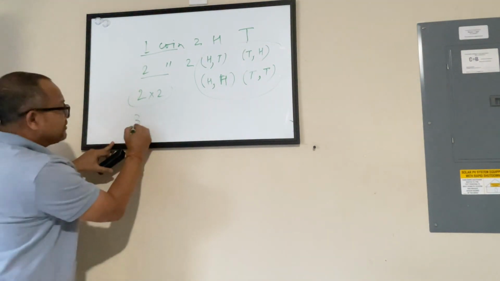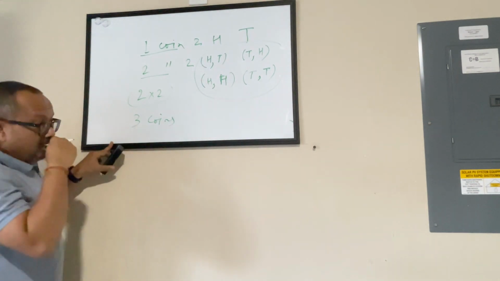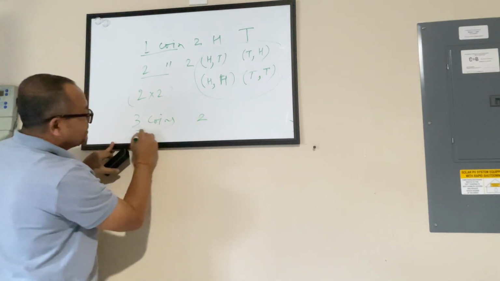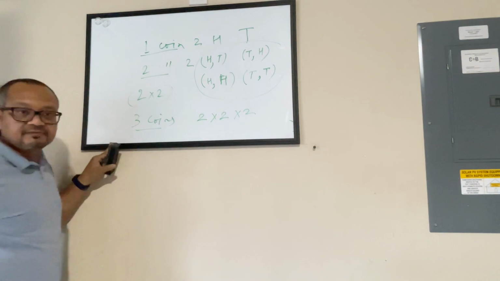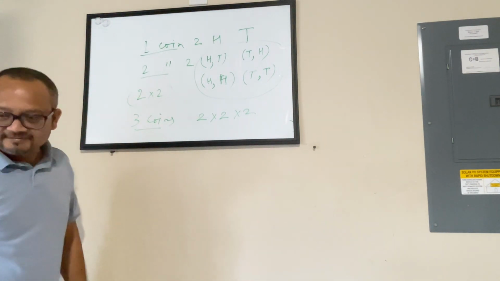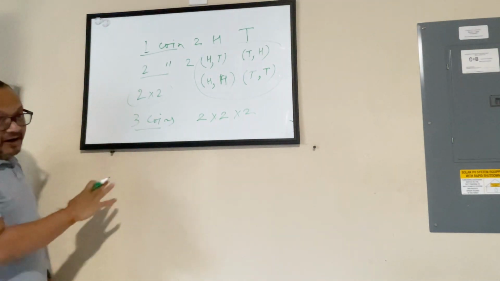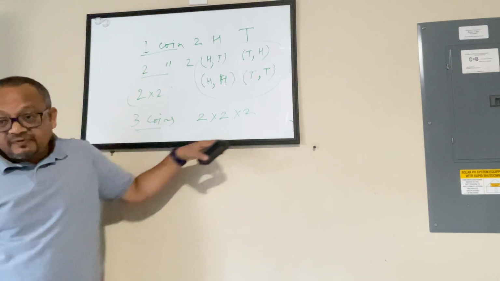If you have 3 coins, you don't have to do it this way. How many options will you get? You can simply say, first coin gives you 2 options, second coin gives you 2 options, third coin gives you 2 options. Multiply them. That's it. So you have 2 into 2 into 2, that is 8 options. That is the total number of options you will have.